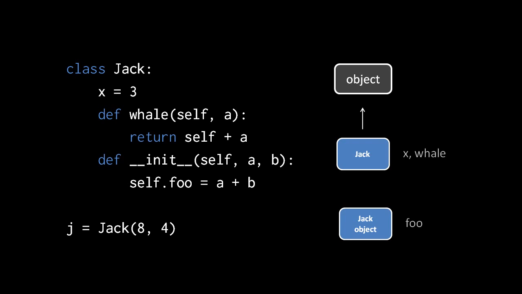So here, when the __init__ function has parameters a and b in addition to the first one, self, and we instantiate Jack with the arguments 8 and 4, well, per usual, the new Jack instance is passed to self, but 8 here is passed to a, and 4 is passed to b. So when we add a and b, we get 12, and so 12 is assigned to the attribute foo of the new Jack object.